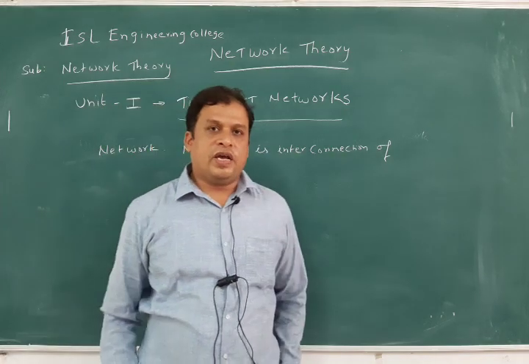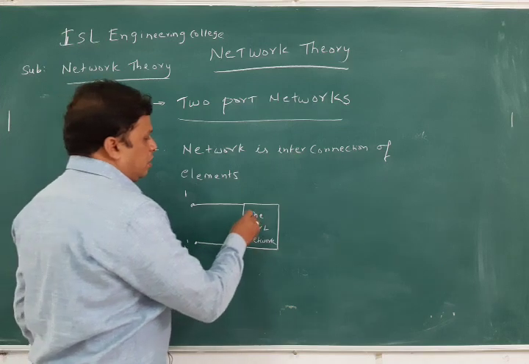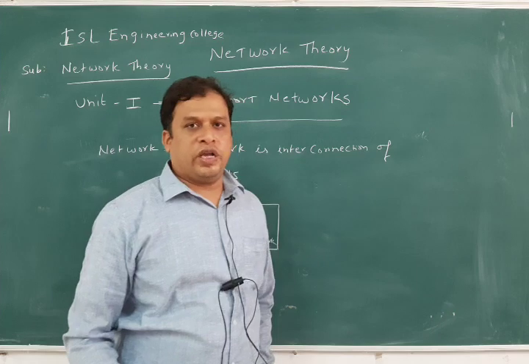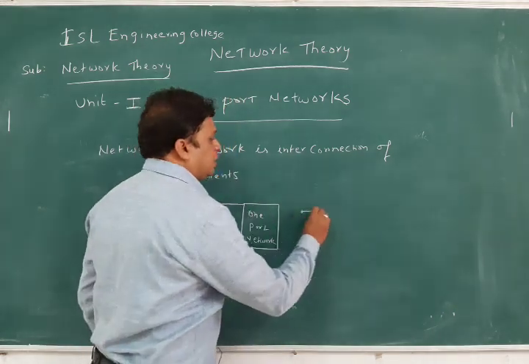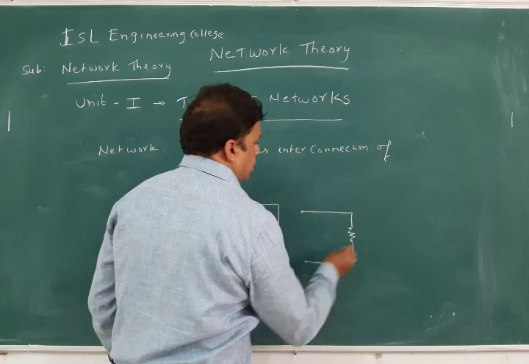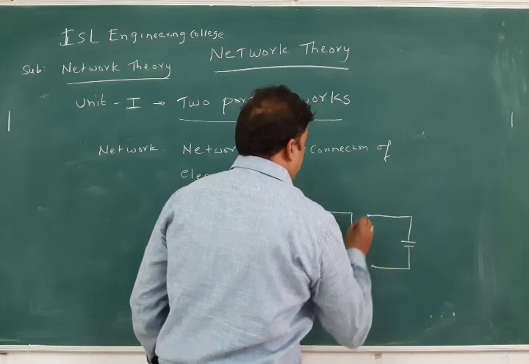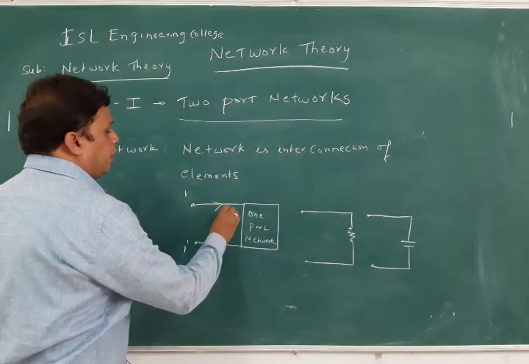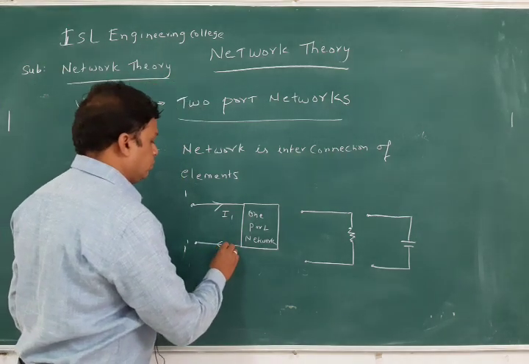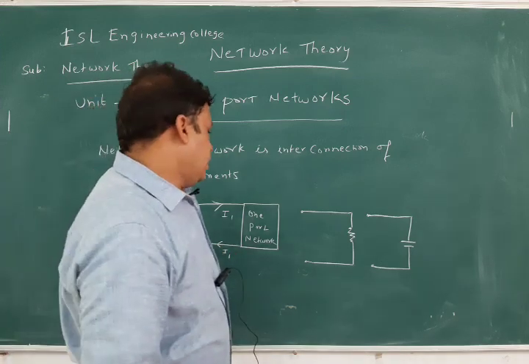The one-port network has two terminals, that is 1 and 1 dash. An example of a one-port network is a resistor or a capacitor connected like this, and there is a current going into the port and leaving from the port. This is called a one-port network.